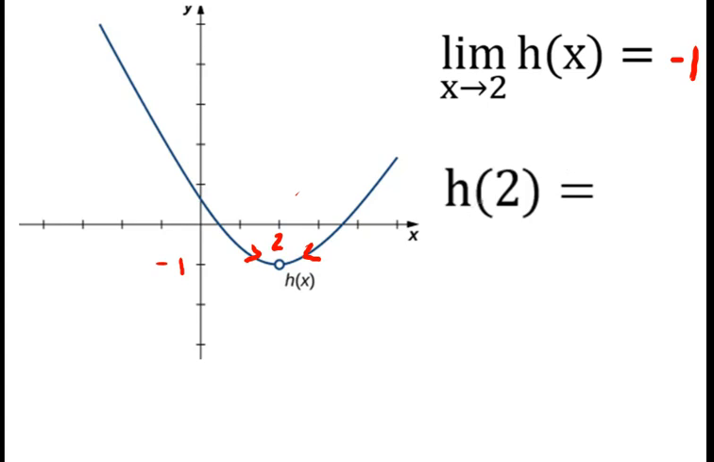However, in this case, h of 2, I'm asking, what does h of 2 actually equal? Well, at 2, there's an open circle, which means it doesn't equal anything there. So unlike the limit, which approaches -1, evaluating h of 2 does not exist.